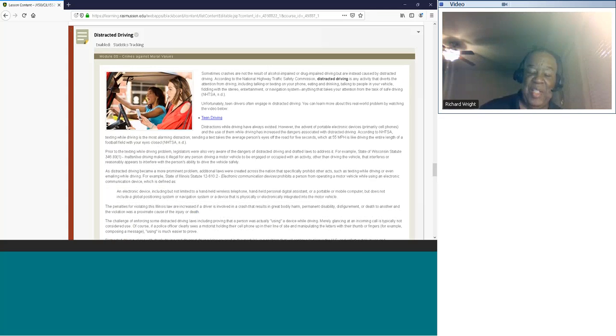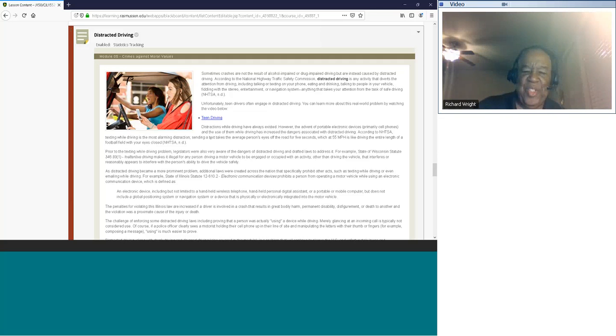There are accidents that take place quite frequently, where individuals are constantly finding themselves in accidents because they're trying to text while driving. And many states, including Illinois, such as the Wisconsin statute, say inattentive driving makes it illegal for any person driving a vehicle to be engaged or occupied with any activity other than driving the vehicle that interferes or reasonably interferes with the person's ability to drive the vehicle safely.